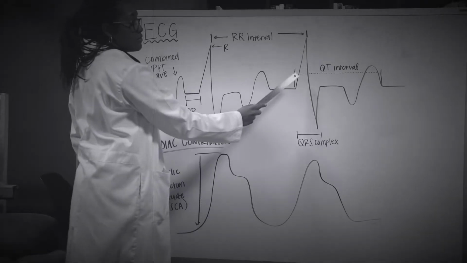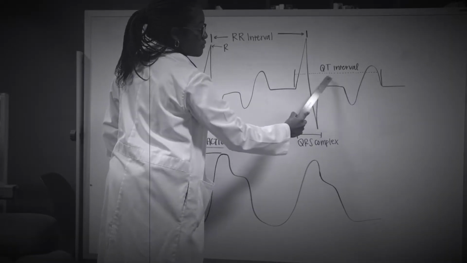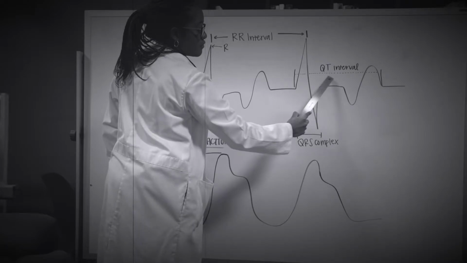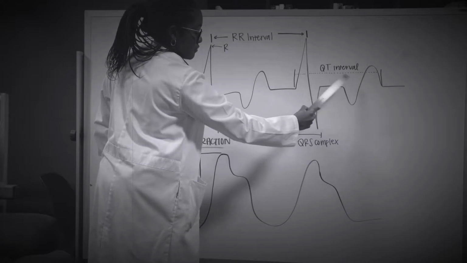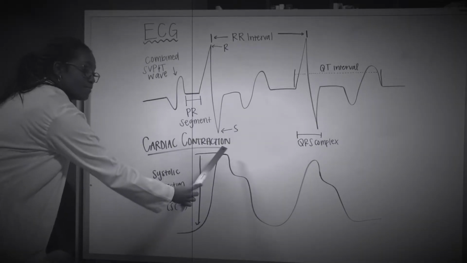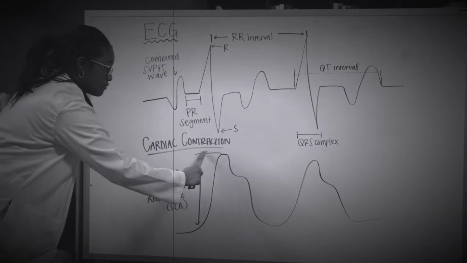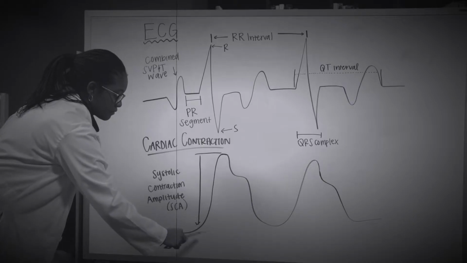The QT interval extends from the beginning of the QRS complex to the end of the T wave and represents ventricular depolarization and repolarization. Since we have a combined SVP T wave, the modified QT interval extends to the end of the SVP T wave. Using an isotonic transducer, we measured the systolic contraction amplitude, which represents the total change of the length of the heart during contraction.